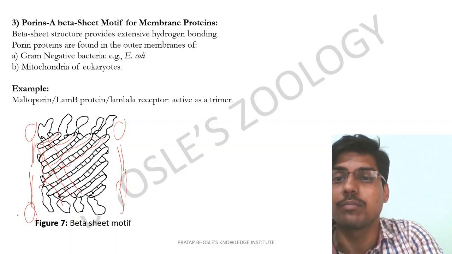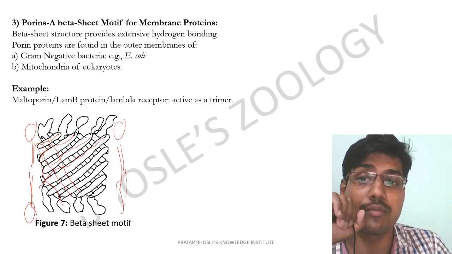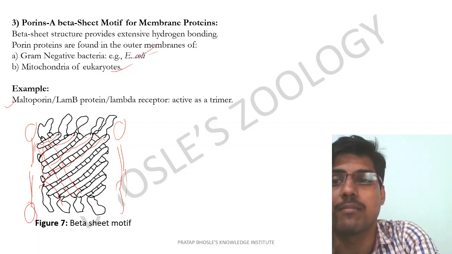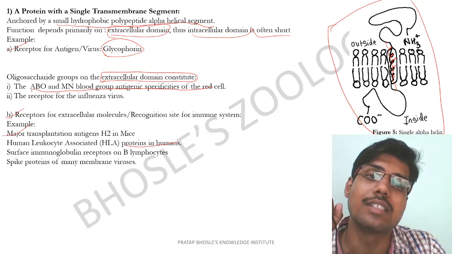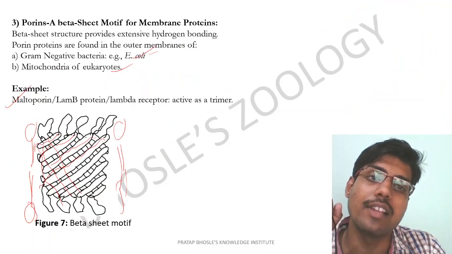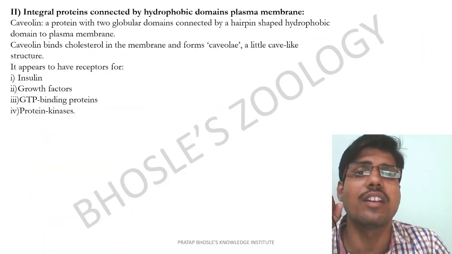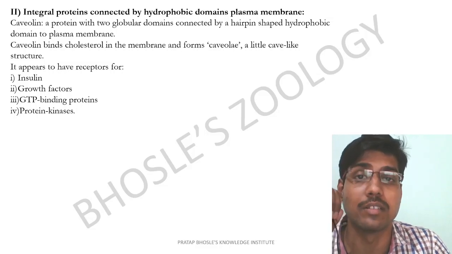So this is what the beta sheet is, and these are the porin proteins, which are found in E. coli or mitochondria of eukaryotes. Example is maltodextrin. Okay, so these are the three main types: single alpha helix, 7 alpha helix, and beta sheet. Or integral domain proteins connected by hydrophobic domains to the plasma membrane.